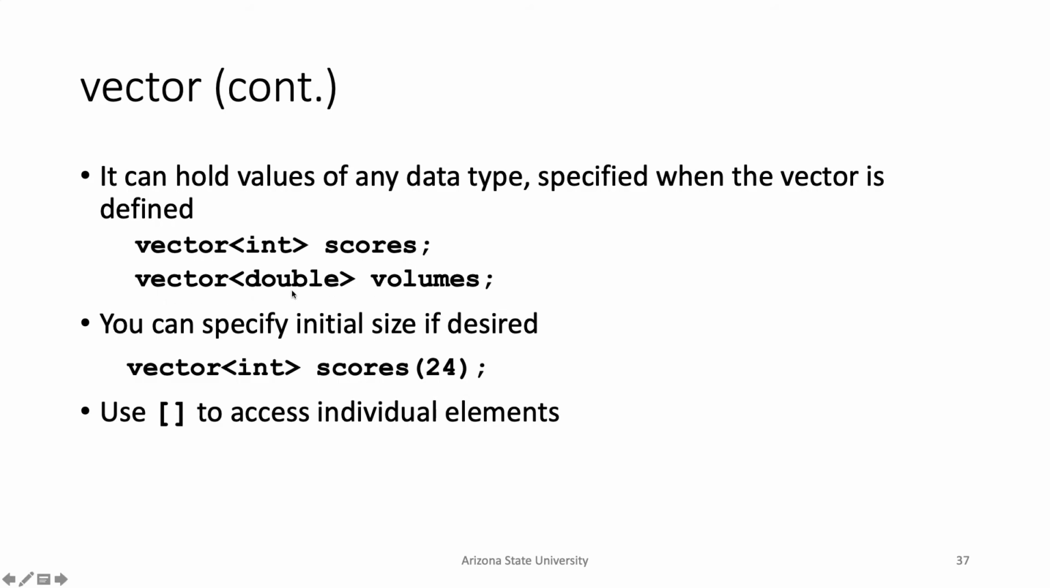If we want to have a vector of doubles, that's easy enough to do also. You can actually specify the initial size if you wanted to. Yeah, so you can say that there are 24 ints in this vector here. And if we want to access individual elements of the vector, just use square brackets like you have done with arrays. So they look exactly the same like arrays, but they abstract all the details away, which is awesome. Can you do multiple dimensions? Exactly. You can do multiple dimensions too.